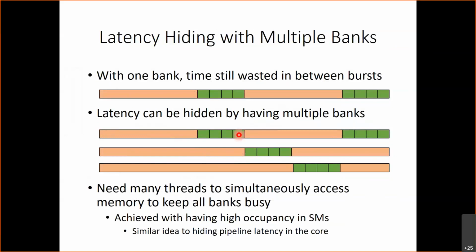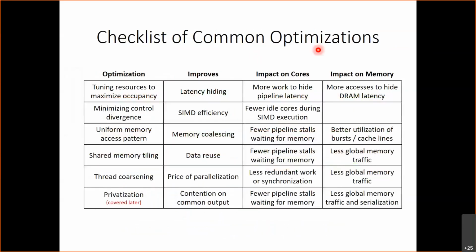And with that, we developed this checklist of common optimizations, such as tuning resources to maximize occupancy, minimizing control divergence, having a uniform access pattern to enable memory coalescing, shared memory tiling so that we can capture data reuse, thread coarsening to mitigate the price of parallelization, and privatization, which we haven't covered and we will cover later on.